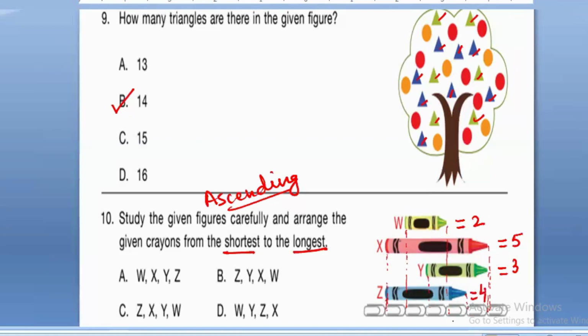Now we need to arrange them in ascending order, so that will be W, then after W it should be Y, then after Y it should be Z, then after Z it should be X. Okay, so what is the correct option out of the given options? Option D, which is W, Y, Z, X. That will be our correct option. Understood?